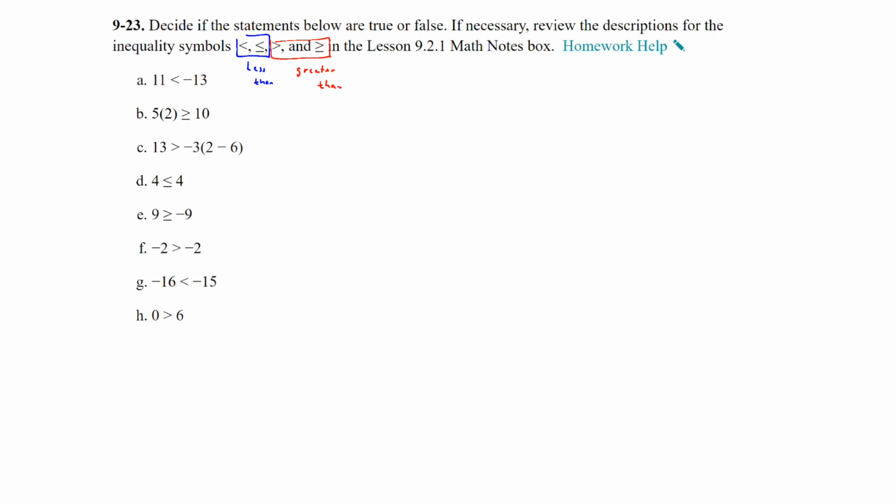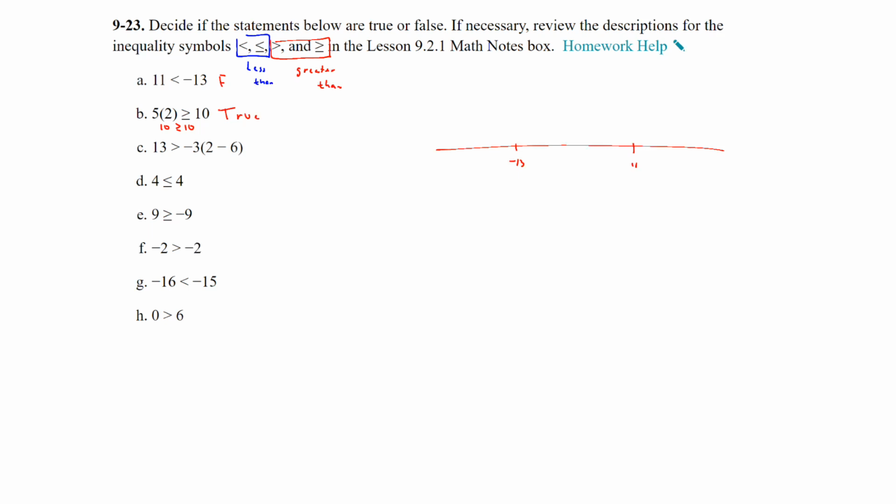So, part A, is 11 less than negative 13? So all of this stuff, we're really looking at a number line. 11's over here, negative 13's over here. So 11 is not less than negative 13. It is greater than, or negative 13, sorry. So this is false. On B, we have 5 times 2, which is 10. So is 10 greater than or equal to 10? That is a true statement.